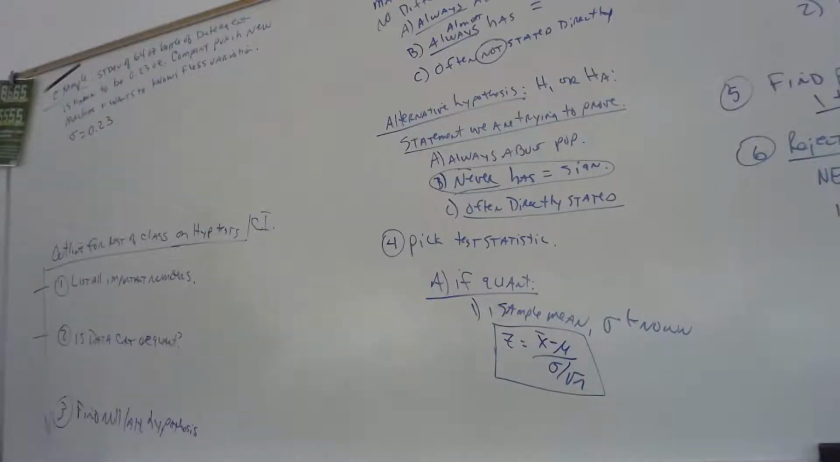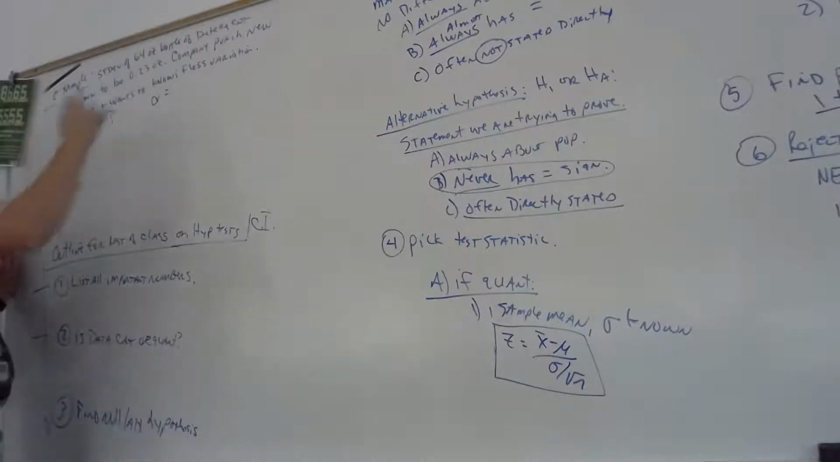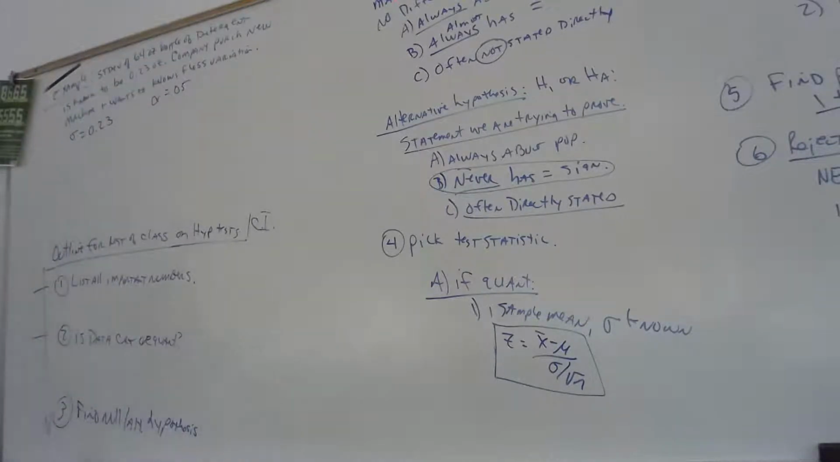Any other numbers, Maria? The alpha. What's the alpha? 0.05. 0.05 because it doesn't say. I didn't tell you. Okay? All right, Emma.